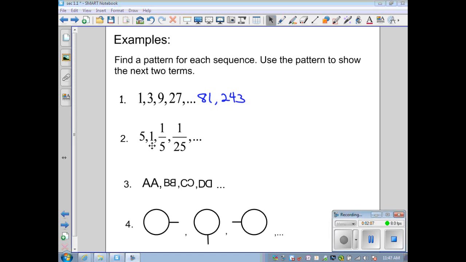Example 2 gives us 5, 1, 1/5, and 1/25. Therefore, this looks like I'm dividing by 5. 5 divided by 5 would give us 1. 1 divided by 5 is 1/5. 1/5 divided by 5 is going to be 1/25. 1/25 divided by 5 is going to give me 1 over 125. And again, 1 over 125 divided by 5 is going to give us 1 over 625.